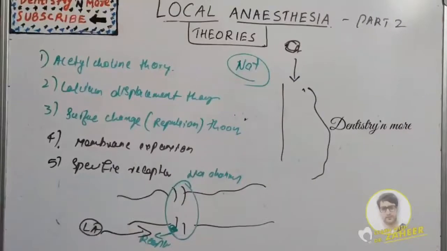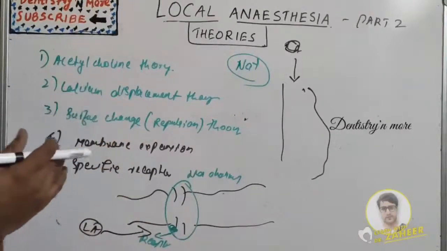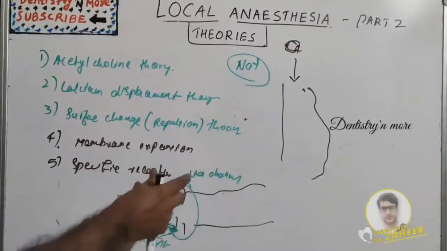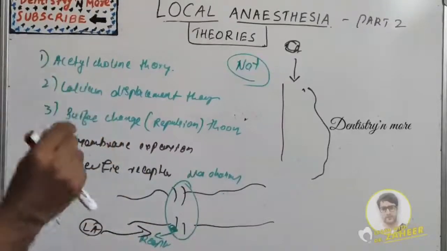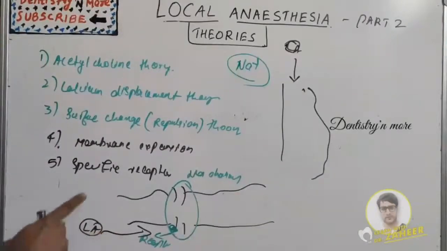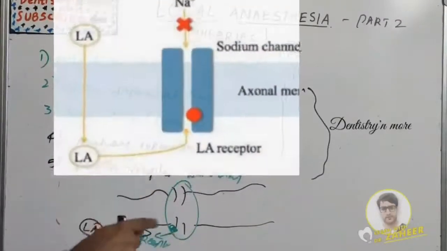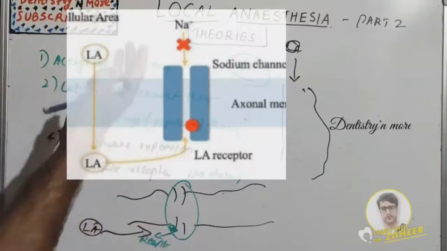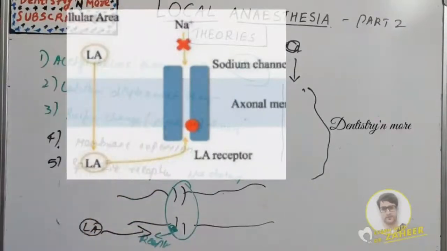And the most accepted theory is the specific receptor theory. This is an entirely different mechanism compared to the other four theories. This theory says that local anesthetics act by binding to specific receptors in the sodium channel. The sodium channel has a specific receptor where the local anesthetic molecules bind. So it is not acetylcholine or calcium displacement or surface charge or membrane expansion. This is the real mechanism of how the LA works.